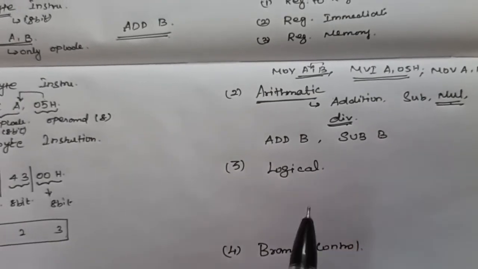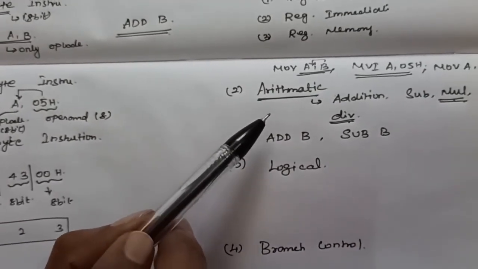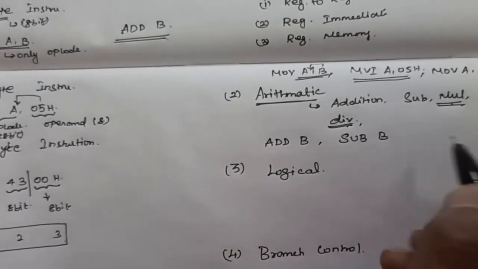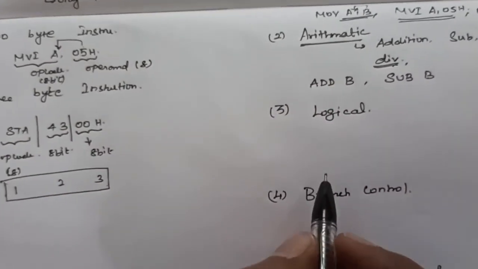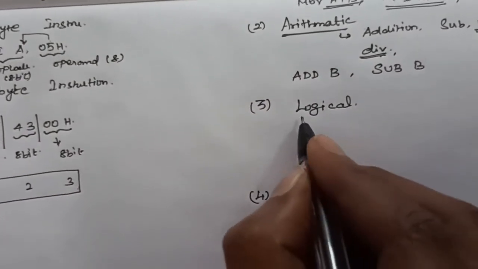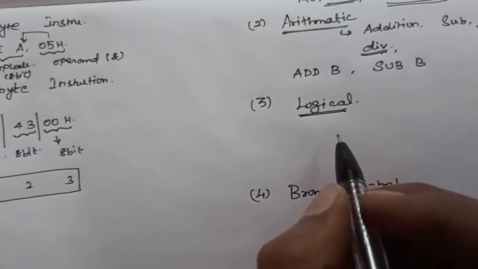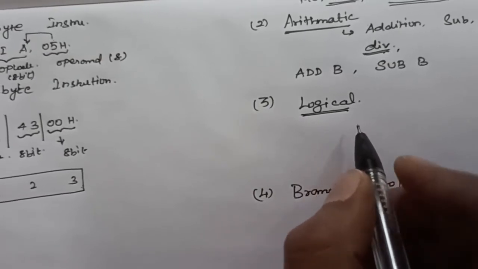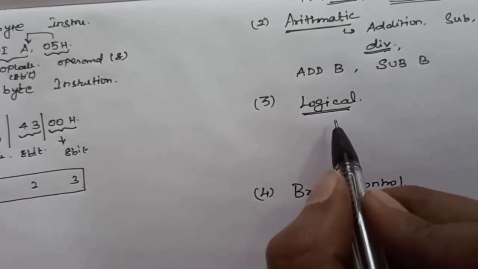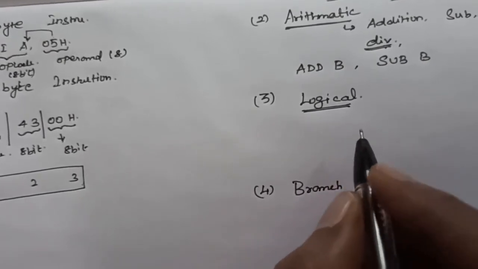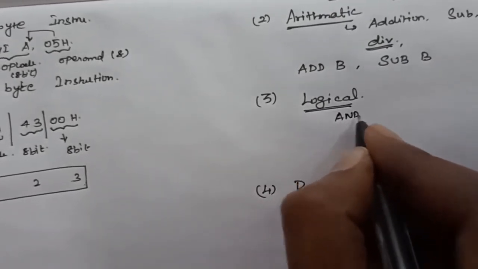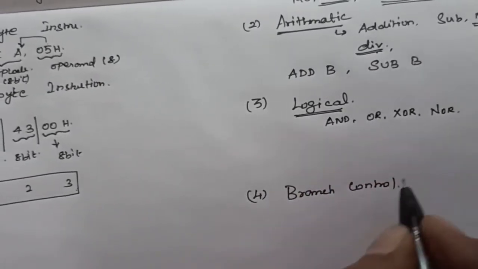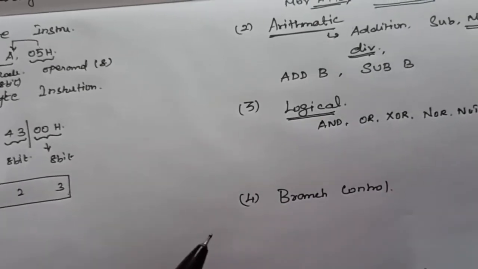Okay, so the second category is based on the arithmetic functions: addition, subtraction, multiplication, division, and increment and decrement functions. The third one, logical function. Logical means here we are performing the logical AND function, OR function, XOR function, and NOT functions. So these functions are performed in the logical group of instructions: AND, OR, XOR, NOT.